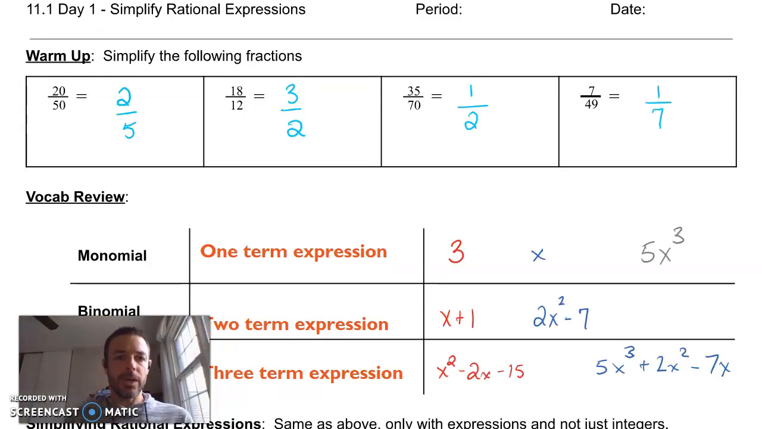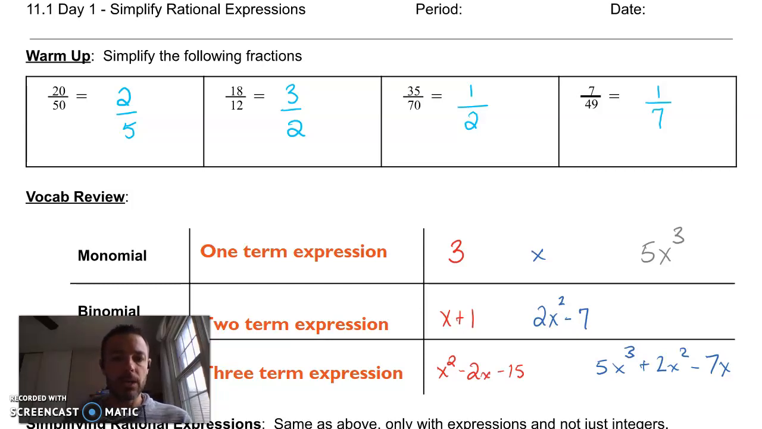All right, and so here we go. We've got our four fractions up at the top. I've given you three examples of a monomial. I think it's important to understand that all three of those are monomials, even if it's just a constant 3, or just a variable like x, or if it's a combination, a constant, a variable, and an exponent. All of those are still monomials. There's no addition or subtraction.